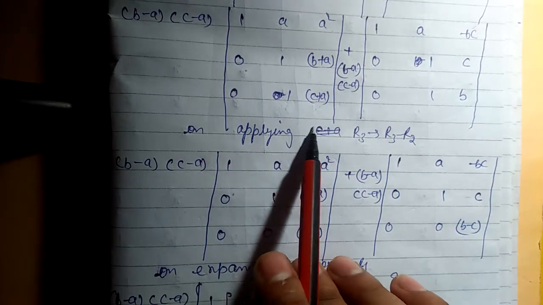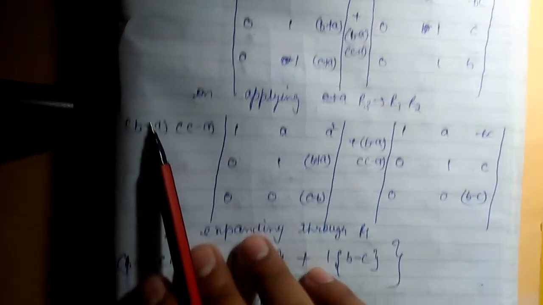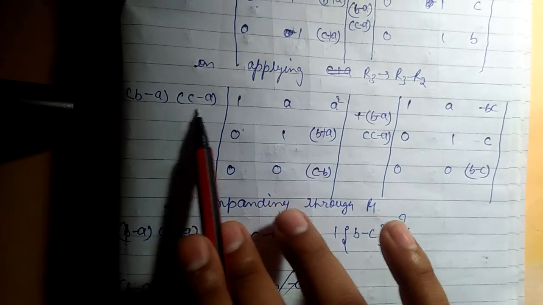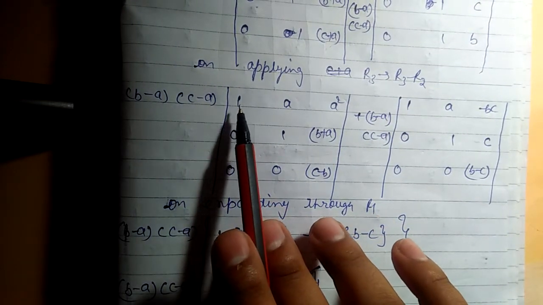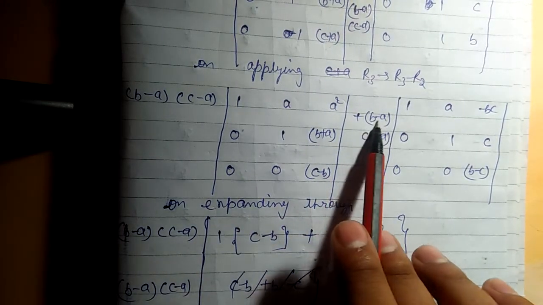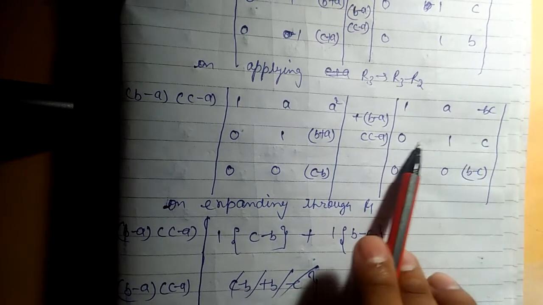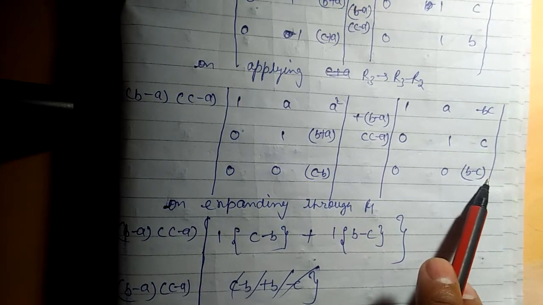So now we are going to apply R3 minus R2 to make one more zero with the help of this and with the help of this. So you will get how much? You will get here b minus a and c minus a. So you will get here 1, a, a square; 0, 1, b plus a; 0, 0, c minus b; and here you will get b minus a, c minus a, and 1, a, minus b; 0, 1, c; and 0, 0, b minus c.